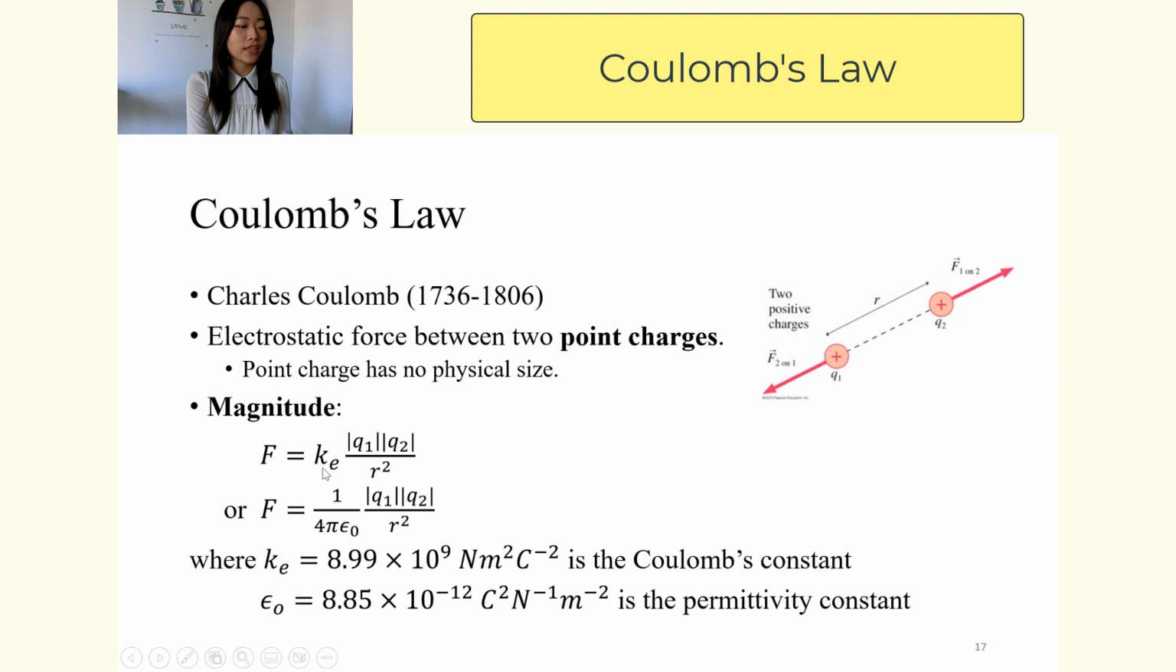We can also write the Coulomb constant as 1 over 4 pi times epsilon naught. Epsilon naught is the permittivity constant, which is 8.85 times 10 to the power of negative 12, and its unit is 1 over the unit of Coulomb's constant. These two both describe the magnitude of force between 2 point charges. This constant, Coulomb's constant, equals this, 1 over 4 pi epsilon naught.